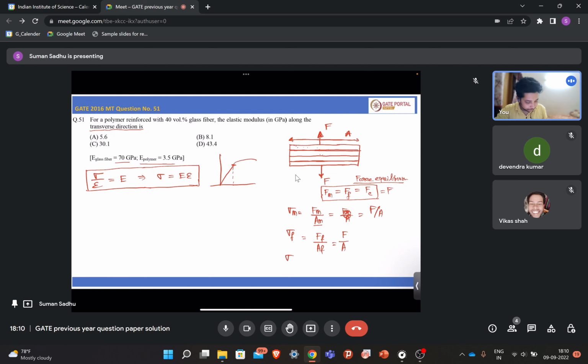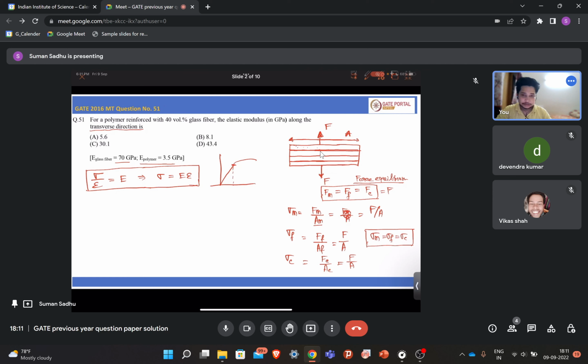And similarly sigma C, that means stress on the composite, will also be equal to the force on the composite divided by the area, so it will also be F by A. So what we got is sigma m is equal to sigma f is equal to sigma c. That means the stress on the matrix is equal to the stress on the fiber is equal to the stress on the composite.